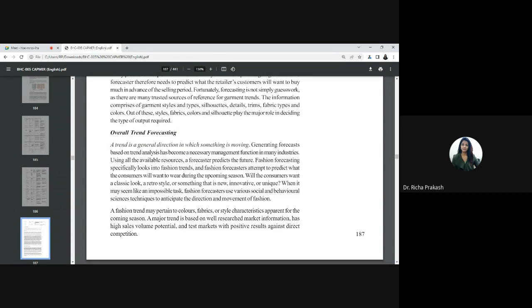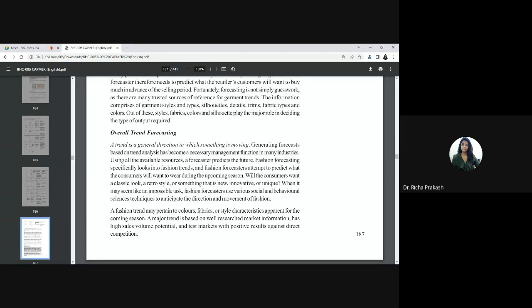We always say that this is my style, but do we actually understand the meaning of what is style, what is my style, what is a trend? So trend is a general direction in which something is moving. Matlab the whole population is following something and I am also following that. That is trend. That is happening in the market right now, and everyone is just moving in the same direction. So that's trend.